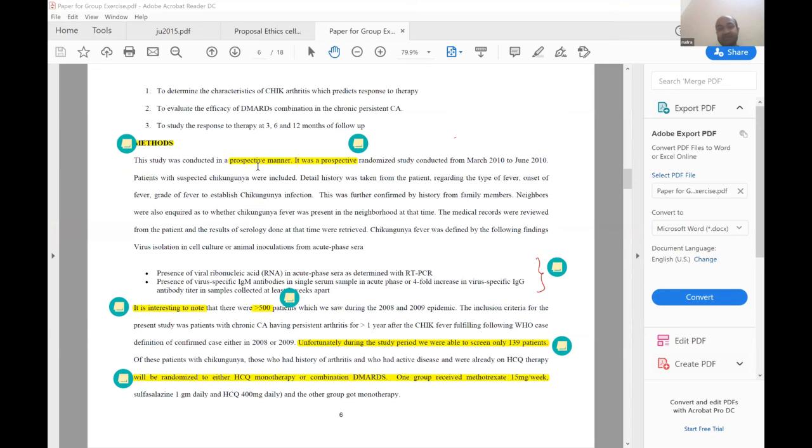The first sentence says it's a prospective study, and the second statement again says it's a prospective randomized study. So it can be clubbed into one sentence, probably a single sentence saying whether there's a control group or not, whether there's blinding or not. So it can all be condensed into one statement. So something like it's a prospective randomized control open label study, or a prospective randomized control double blind or single blind study.